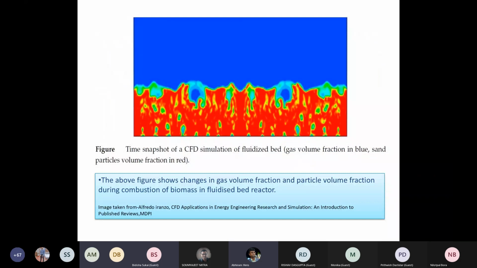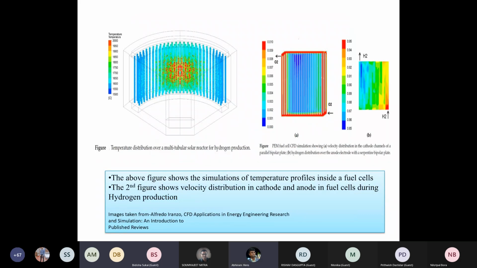So this is a snapshot of a CFD simulation of a fluidized bed reactor. This shows how the volume fraction is changing. This is also taken from a particular paper. And this is the temperature distribution over a multi-tubular solar reactor for hydrogen production. The paper references are there, just to show you the applications of what can be done. On the right hand side, it shows a fuel cell. This is also a temperature distribution in a fuel cell.